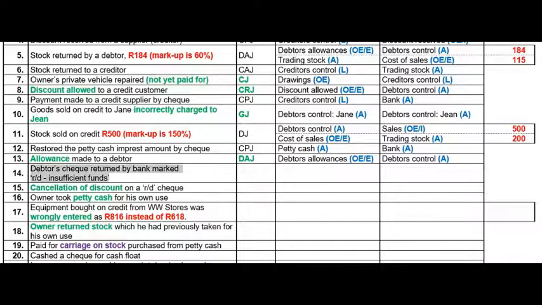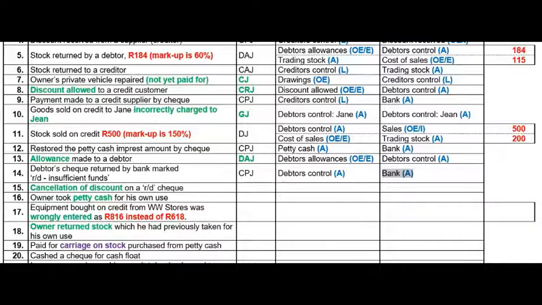Then a debtor's check returned by the bank was marked RD for insufficient funds. So this will be recorded in the CPJ. Remember, RD checks go to the CPJ because we recorded it in the CRJ initially, but now this check is dishonored, so we reverse it in the opposite journal, the CPJ. Debtor's control is debited because the debtor owes us the money again. He didn't really pay us or the payment didn't go through. And then bank is credited because we initially thought we will receive money, but now we're not receiving money.